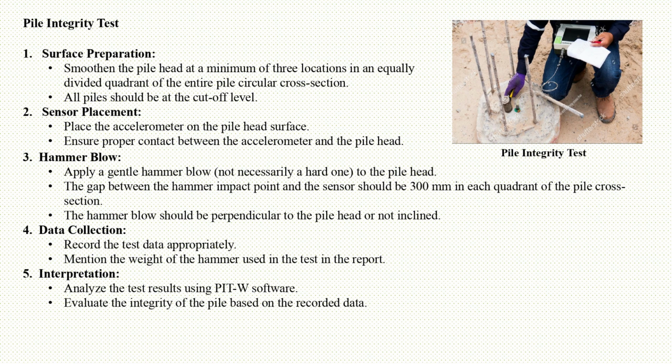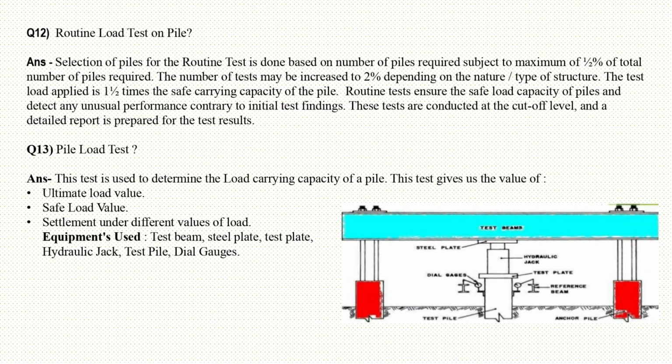Question 12. Routine load test on pile. Selection of piles for the routine test is done based on number of piles required, subject to a maximum of a certain percent of total number of piles required. The number of tests may be increased to 2% depending on the nature and type of structure. The test load applied is 1.5 times the safe carrying capacity of the pile. Routine tests ensure the safe load capacity of piles and detect any unusual performance contrary to initial test findings. These tests are conducted at the cutoff level, and a detailed report is prepared for the test results.